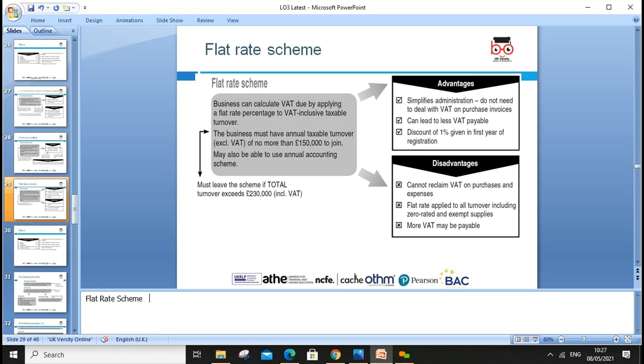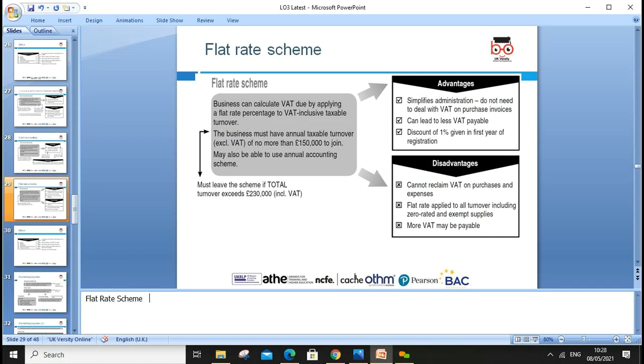It can be 12%, like 8%, 12%, depending upon the nature of the goods. So we always need to check. A business can calculate the VAT due by applying the flat rate to VAT-inclusive taxable turnover. If the business has no more than 150,000 turnover, then they can choose this scheme. But a lot of businesses don't fall into this scheme because their turnover is more. When they join this scheme, they can stay on it up to 230,000 turnover including VAT.